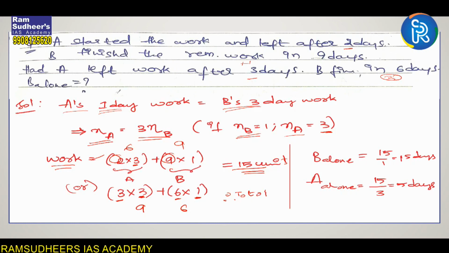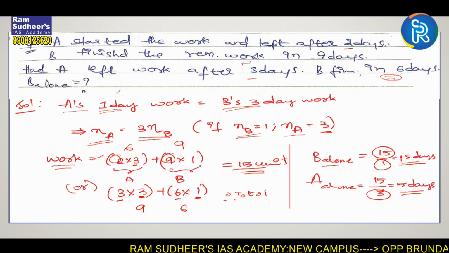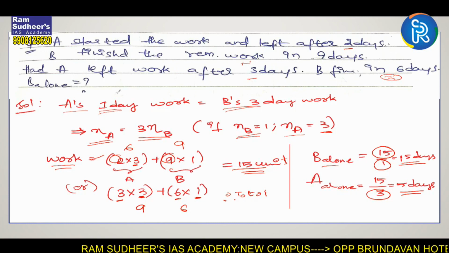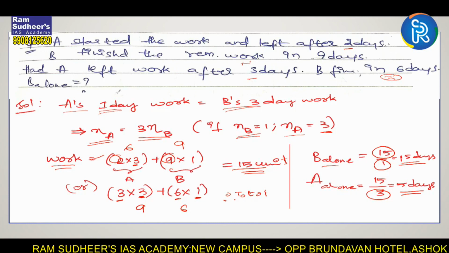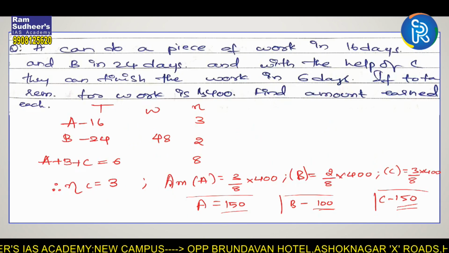Now, we are asked to find the time taken by B alone. Time taken by B alone is the total work divided by efficiency of B. Efficiency of B is 1, which we have assumed. So our time taken for B to complete the work would be 15 days. If the question is asked for time taken for A alone, it would be 15 by 3, because efficiency of A is 3, and the answer would turn out to be 5 days. I think the question is okay with you, and the solution is also done. And I think you are finding the solutions a bit easy now. So I'll move on to the next question.